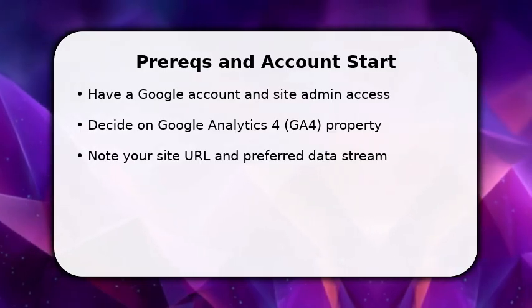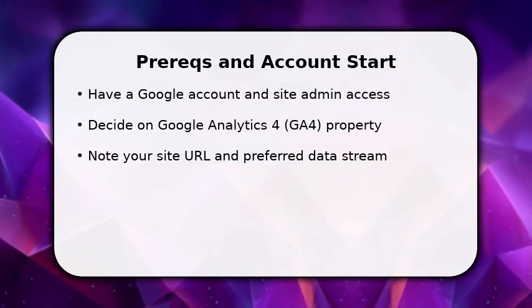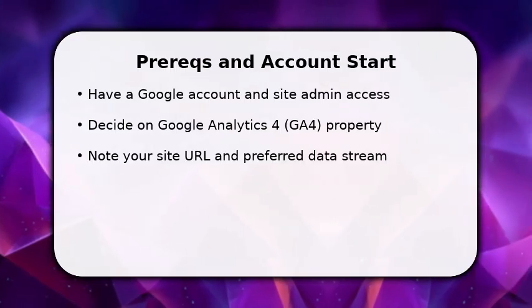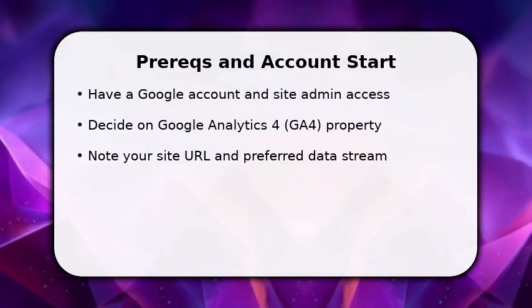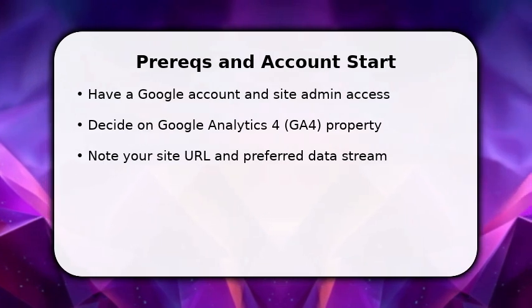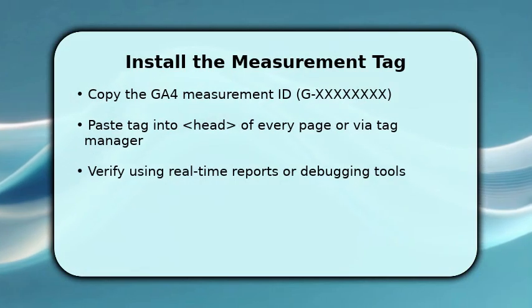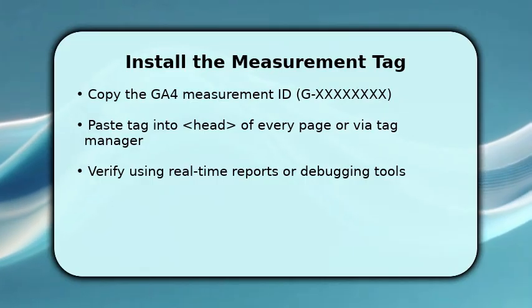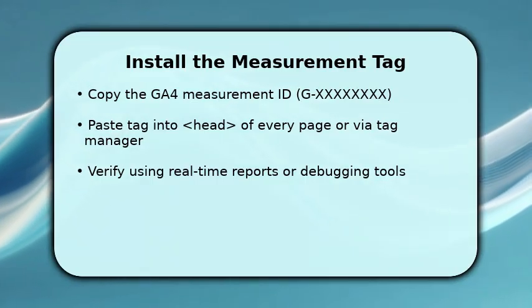You're starting the measurement ID generation now, so pause here only to confirm admin permissions and that you can edit site code. These are required before you paste any tags. Now copy the measurement ID or the full G tag JS snippet from your GA4 data stream settings.